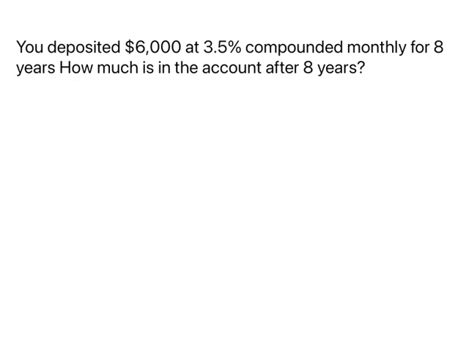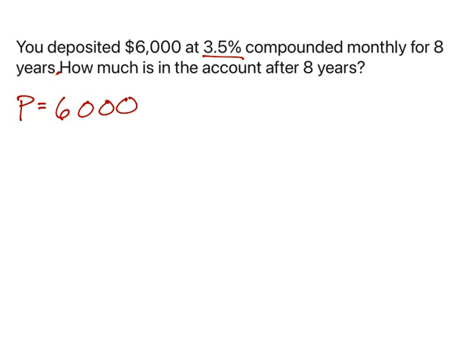You deposit $6,000 at 3.5% compounded monthly for 8 years. How much is in the account after 8 years? Well, before we start plugging into a calculator, let's identify our important information. So first, we deposit $6,000. So our principal is $6,000.